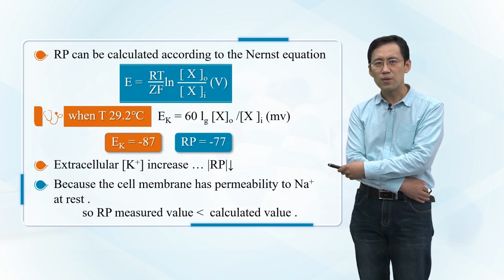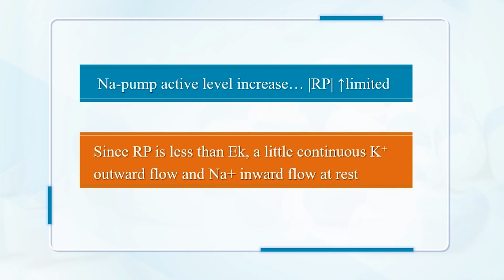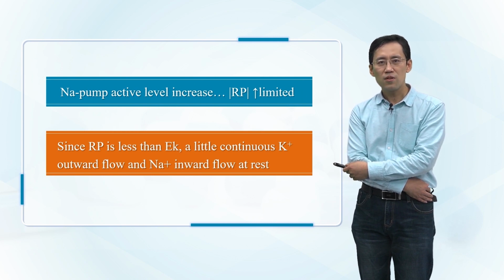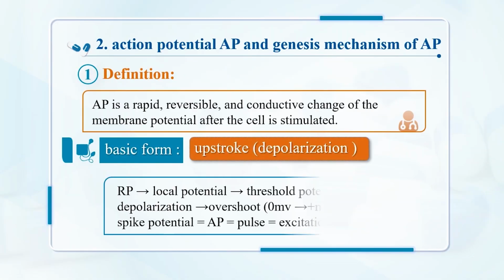So the measured resting potential is smaller than the calculated value. Since the resting potential is less than the potassium equilibrium potential, there is a small continuous potassium outward flow and sodium inward flow at rest. That's all for the resting potential.